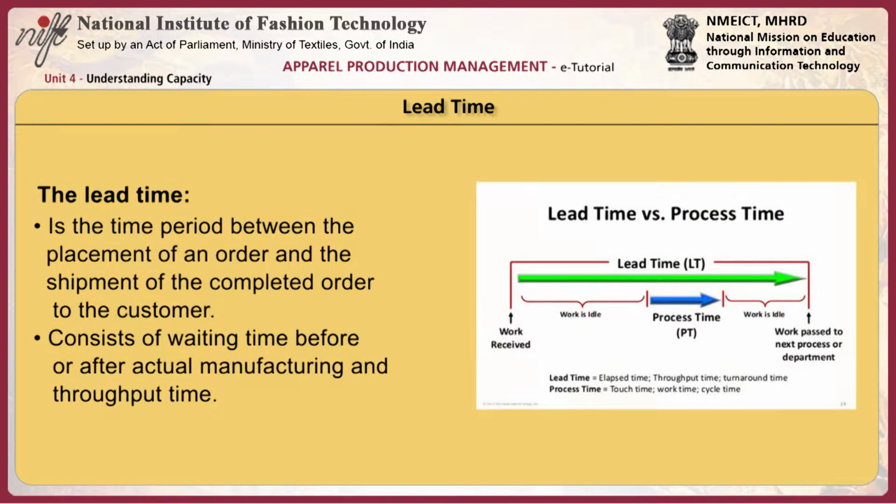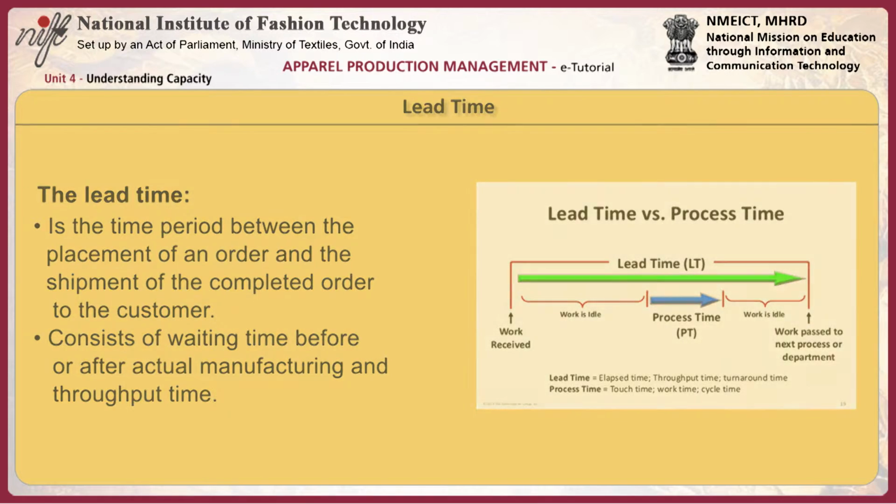Lead time. Lead time is the time period between the placement of an order and shipment of the completed order to the customer. A short manufacturing lead time is a competitive advantage to a company. Many customers want the delivery of their product to be as soon as possible from the placement of the order. Lead time consists of waiting time before and after the actual manufacturing and throughput time.